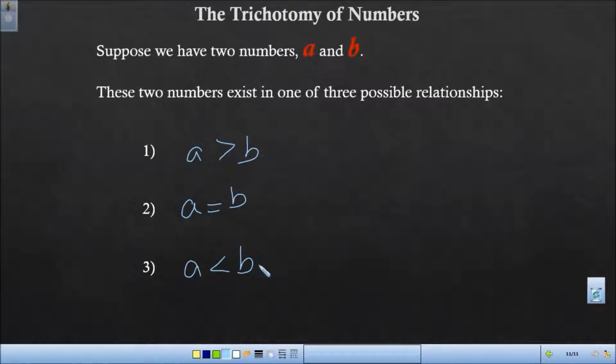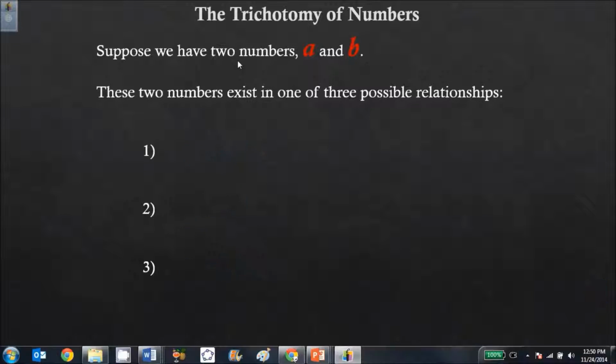This is really useful when we start talking about proving inequalities, because one of the things we can use is something called a proof by contradiction. If I wanted to prove that something was greater than something else, I could prove it by showing that it's not equal to or less than. Since the trichotomy says we have to be greater than, equal to, or less than, by showing something is not equal to or not less than, we know that it has to be greater than. So that's the importance of this concept.